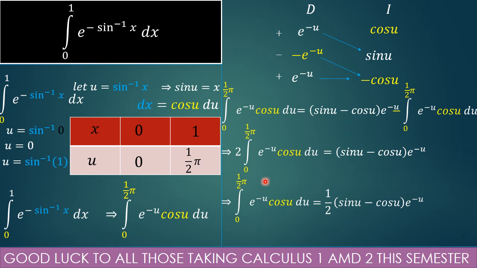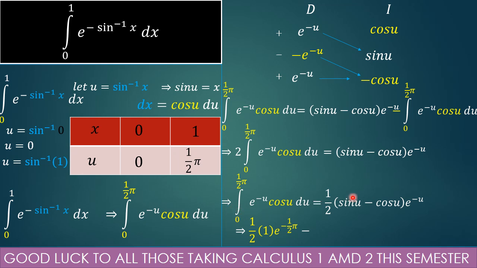So we now have to plug in the limits of integration. When our u is pi over 2, we plug everything here. Keep in mind that sine pi over 2 is simply 1, then cos pi over 2 or 90 degrees is 0. Then we have it here. So when we plug in the upper limit, we have 1/2 times this is going to be 0, then sine pi over 2 is simply 1, then we have e raised to the power negative pi over 2, minus the lower limit.